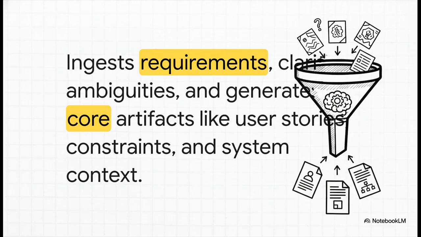It takes in those raw requirements, and this is where the AI really shines. It helps clarify all the fuzzy parts, spotting conflicting statements or undefined terms. Then it generates those core artifacts like user stories and system context that the entire team can rally around.